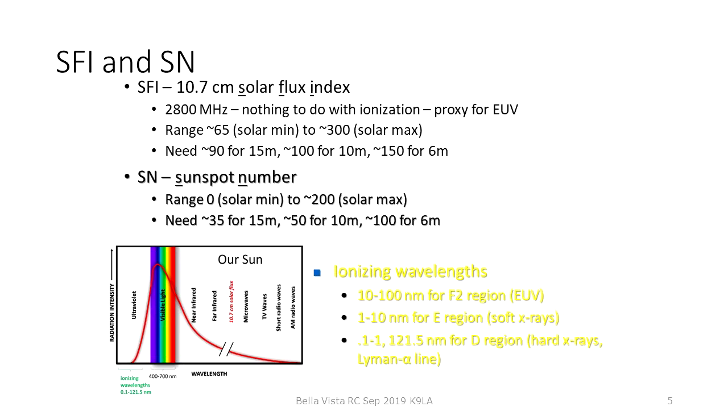And the yellow text is basically the wavelengths that ionize the 3 regions of the ionosphere. F2 region is extreme ultraviolet, 10 to 100 nanometers. For the E region, it's mostly what's called soft X-rays, from 1 to 10 nanometers. And for the D region, hard X-rays, 0.1 to 1 nanometers, and also 121.5 nanometers, which is the Lyman alpha line. It's a spectral line of hydrogen, and it also ionizes the D region.